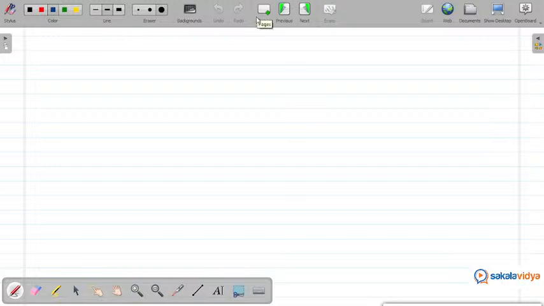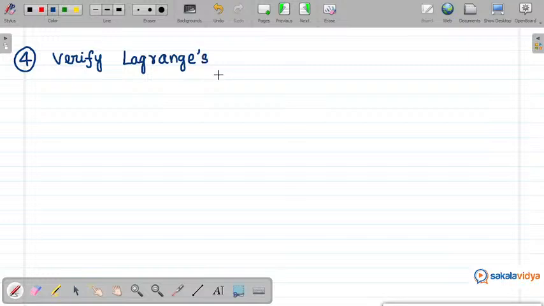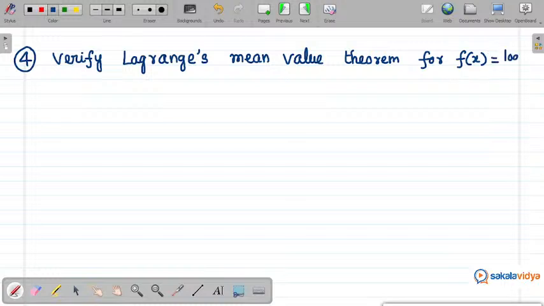Now let us move to the fourth question. Fourth question. Verify Lagrange's mean value theorem for f of x is equal to log x to the base e in the interval closed 1 comma e.